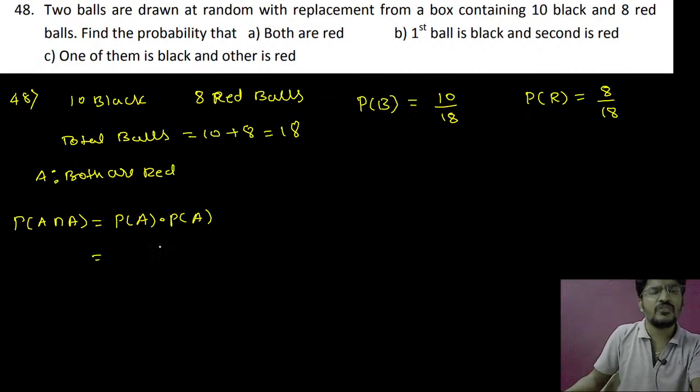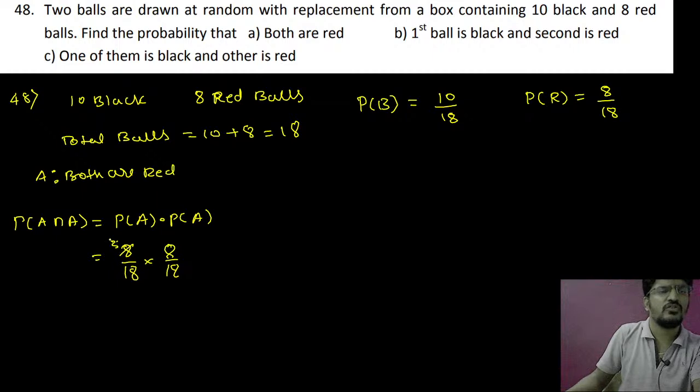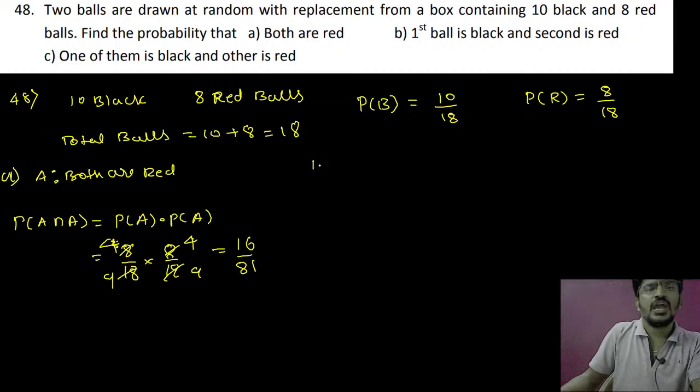So that's why P of A into P of A, that will be 8 by 18 into 8 by 18, that is 2 into 4, 2 into 9, 2 into 4, 2 into 9, that is 16 by 81. This is A. And you can go for B, that is first ball is red. You can take this as B.